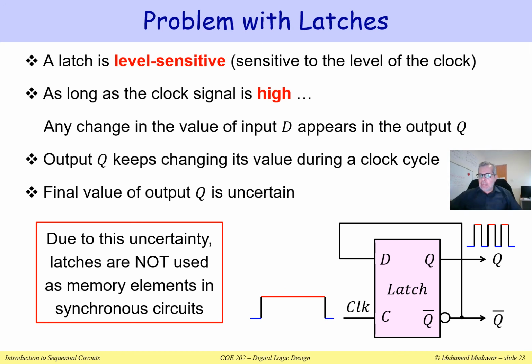This is not good. The designer might want to change the value of Q once. If Q was 0, he wants to make it 1, or vice versa. But he does not want this to oscillate. The problem with the latch is that as long as the clock is high, the latch is enabled, and therefore the output Q is going to follow the D input. Because of this, we have this kind of oscillation. Once the clock drops down to 0, we don't know the final value of Q. The final value of Q can be either 1 or 0. It's unknown. That also gives uncertainty in the output Q.